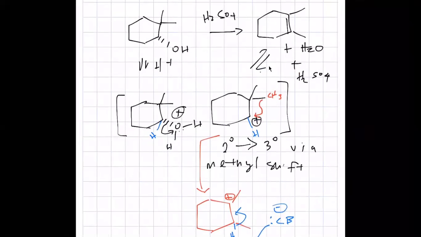Just going to write it out. So that's with the E1. I wanted to make those two situations known to you, that sometimes with the E1 you'll get some rearrangement if you have a chance to make a more stable carbocation. All right. Any questions about that?